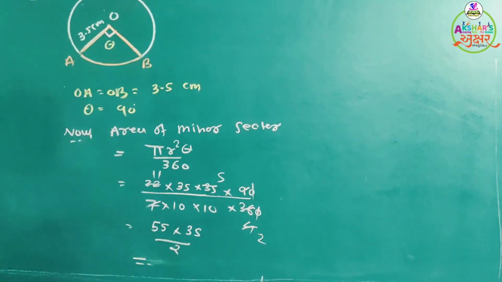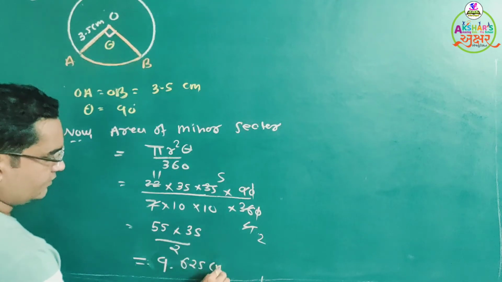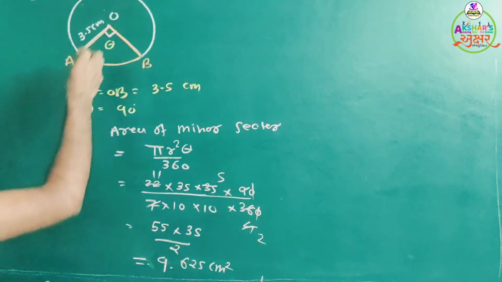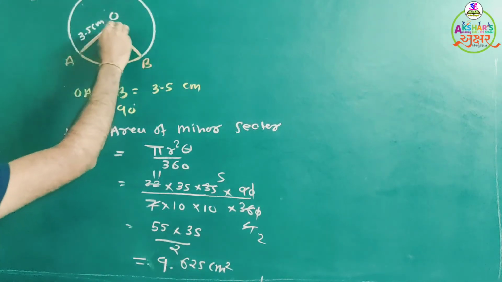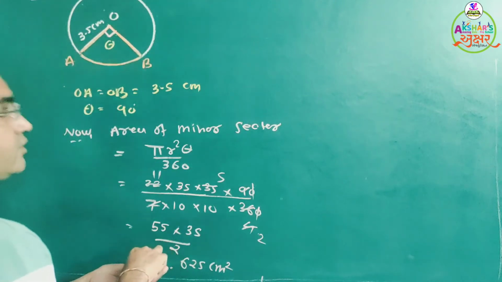If you do the multiplication, the answer will come 9.625 something. Answer is 9.625 centimeter square. Done. So here we have to consider if two radii are perpendicular to each other, central angle will be 90 degree. This was the concept.